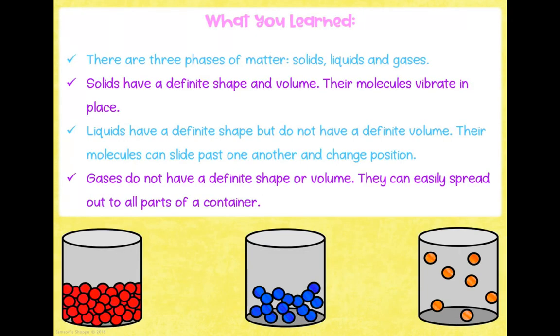What you learned. There are 3 phases of matter: solids, liquids, and gases. Solids have a definite shape and volume. Their molecules vibrate in place. Liquids have a definite shape but do not have a definite volume. Their molecules can slide past one another and change position. Gases do not have a definite shape or volume. They can easily spread out in all parts of a container.